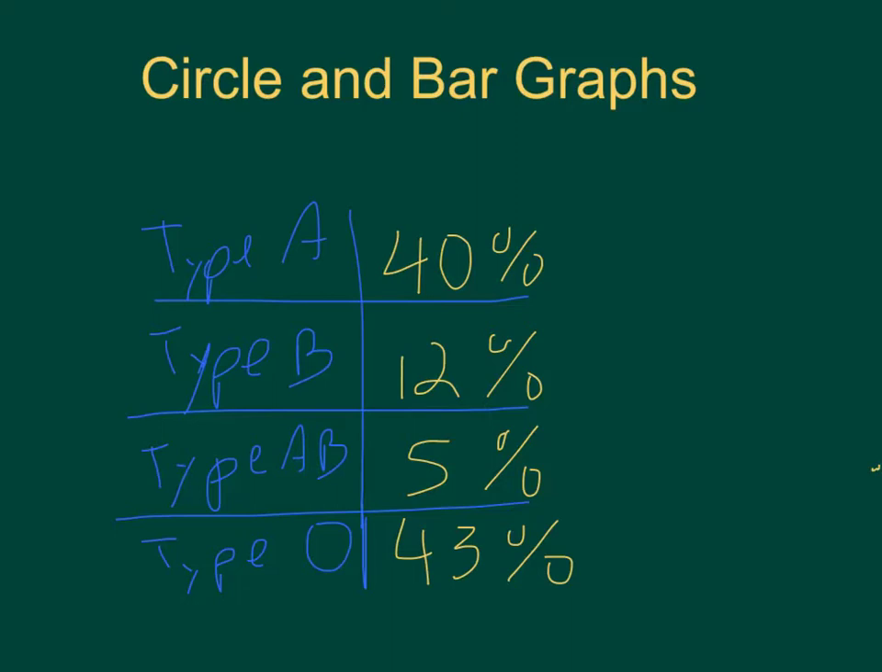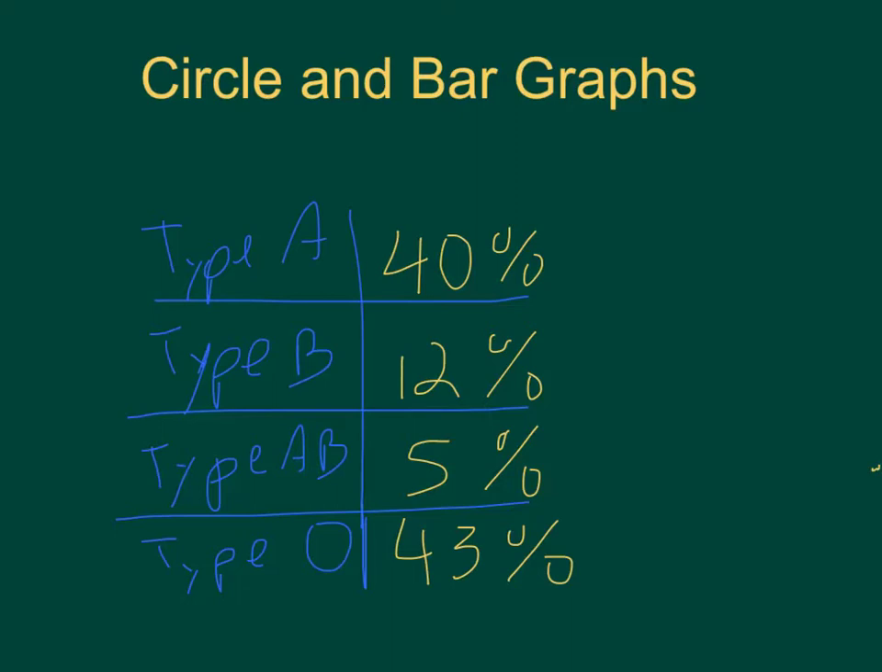type B, there were 12% of the people, type AB was 5%, type O was 43%. Okay. So I'm going to make a circle graph. In order to do that, I need to think about what that number, that 40% is. That's 40% of my whole.